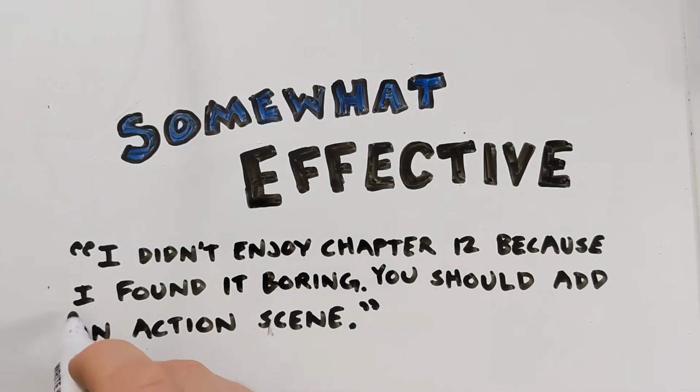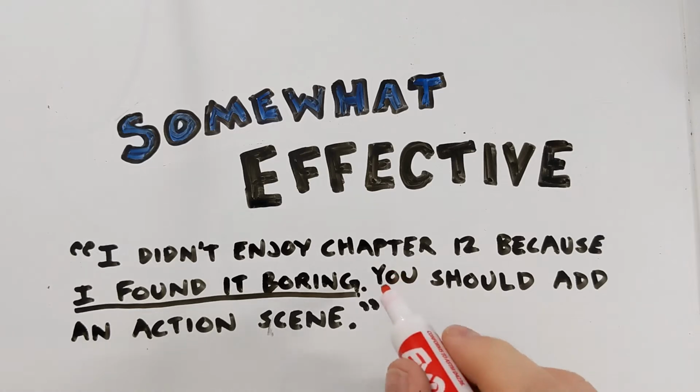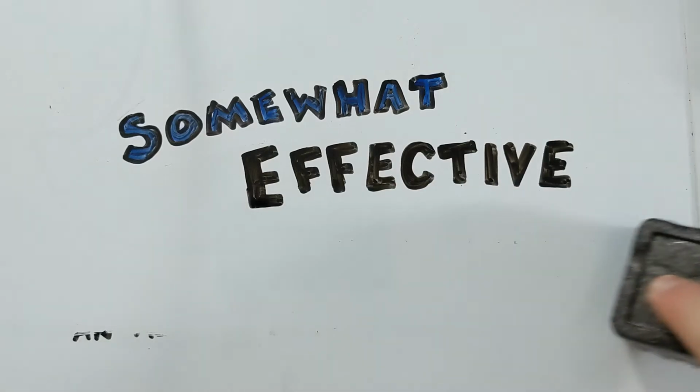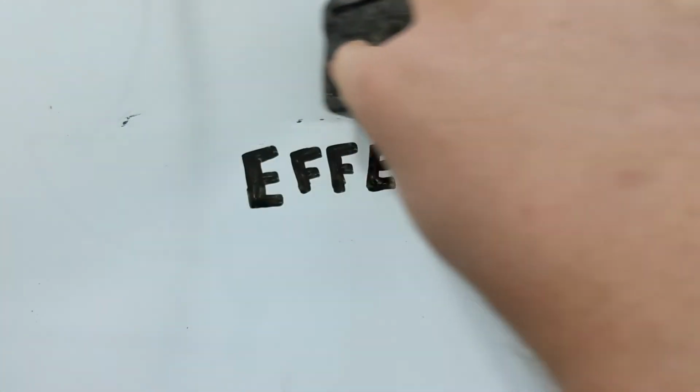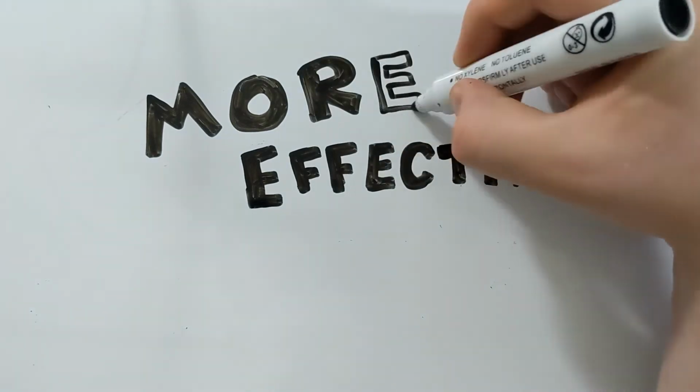I knew before you didn't like the chapter, right? Chapter 12 sucked, but I didn't know why it sucked for you. In this, it's pointed out that you found it boring, so at least that gives a little more insight. The action scene suggestion is not, unfortunately, helpful at all, because that may not be the proper solution for whatever's wrong with the chapter. Now, moving on to a more effective feedback.